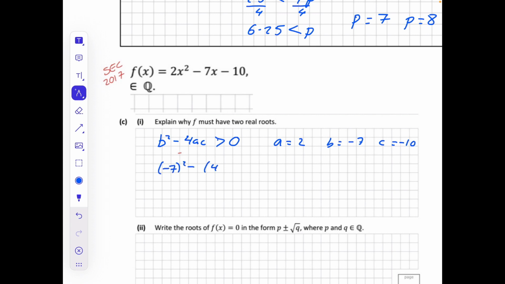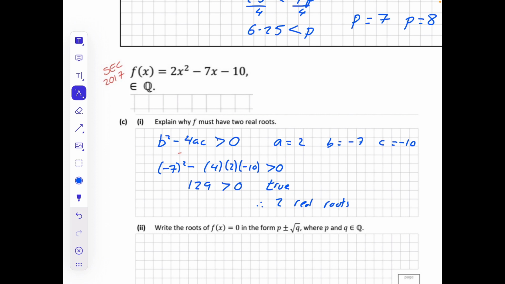We're going to fill that into our discriminant formula. So it's going to be -7 squared minus 4 by 2 by -10. Is this true? When I pop that into my calculator, I get out 129. 129 is greater than 0, so true. Therefore it has two real roots. The discriminant formula I know for two real roots works out, so then it has to be true.